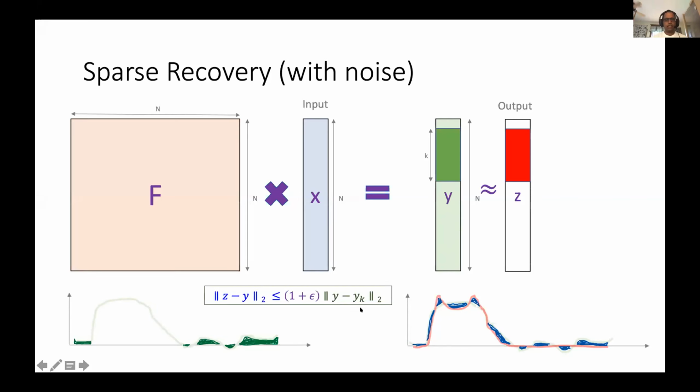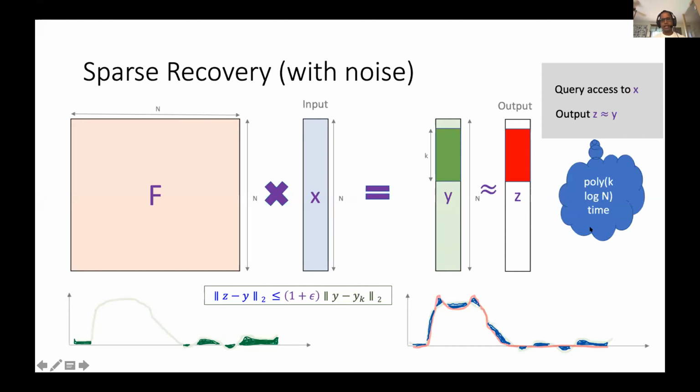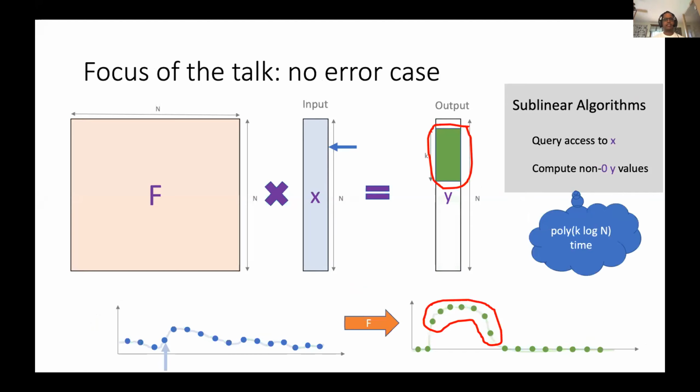More precisely, you want that the L2 error shouldn't be too far off, right? So it's within 1 plus epsilon of the best case sparse approximation. So we'll use y_k to denote the best case sparse approximation. And again, you have query access to x, and you want to, in this case, output z, which is approximately close to y. And again, we are interested in poly k log n time. All right. And just to make my slides easier to parse, I'm just going to focus on the no error case, though everything that I talk about does generalize to the case with errors, but I'm not going to focus too much on that.